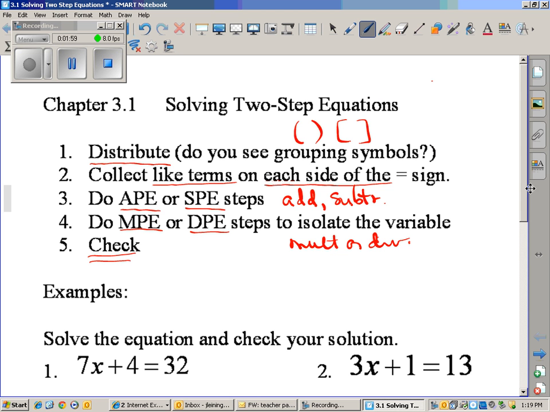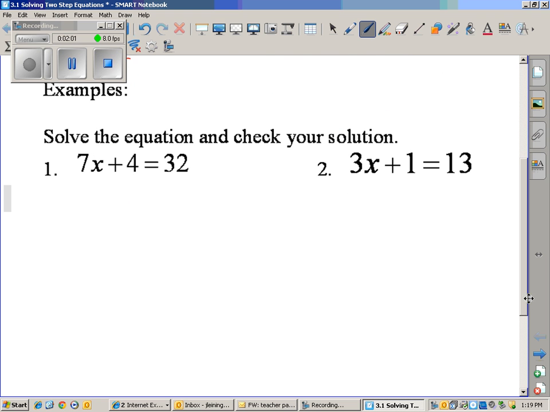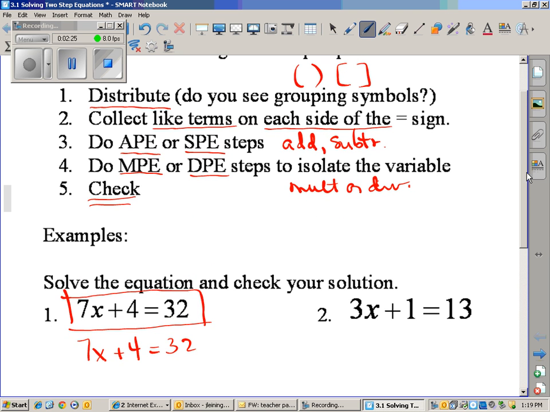Let's do it. Okay, problem number 1, box it up and rewrite it. Once I've done that, I'm going to look at my rules. I don't see any distribution because there's no parentheses. All of my terms are like terms and they're collected. I've got a 7x here and a 4 here. I don't have any more x's or any more numbers to add together. So now I'm ready to look back at my rules, and I am now at step number 3.